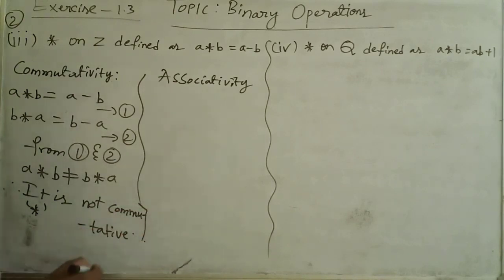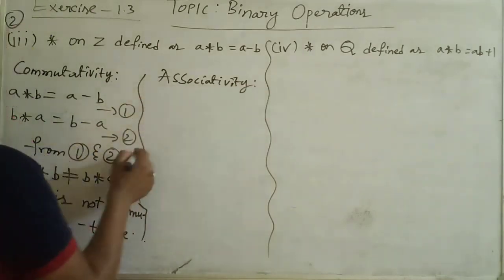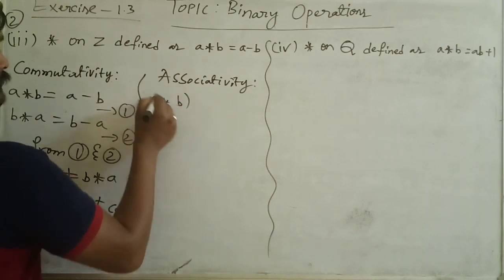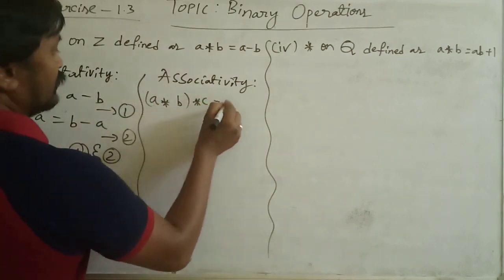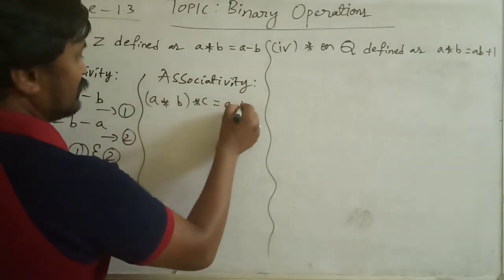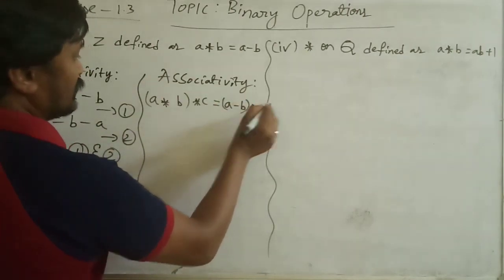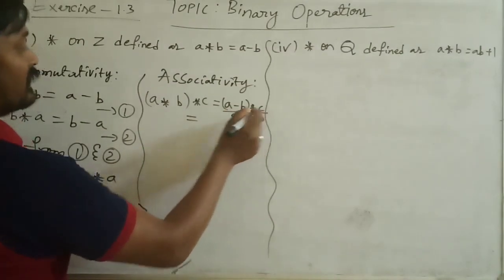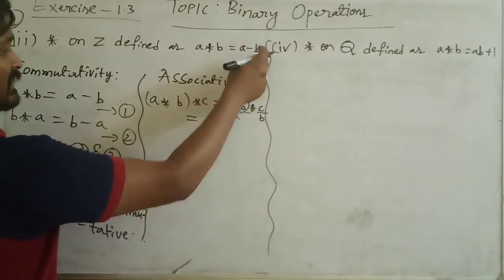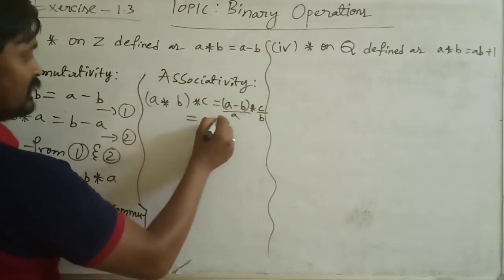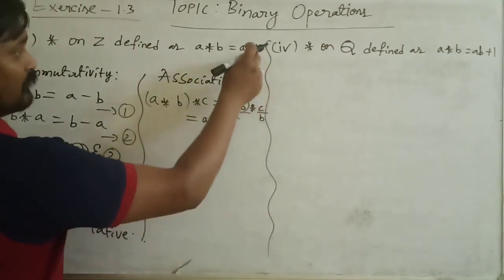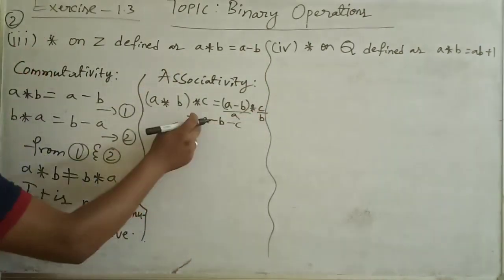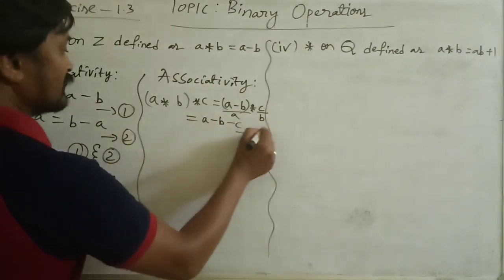Next, associativity. Now A star B star C. A star B means A minus B, star C. Now take the first as A and the second as B. So A star B means A minus B. So A becomes A minus B, then next B becomes minus B, so that minus B, plus, C becomes minus C. So A minus B minus C gives us equation number 1.